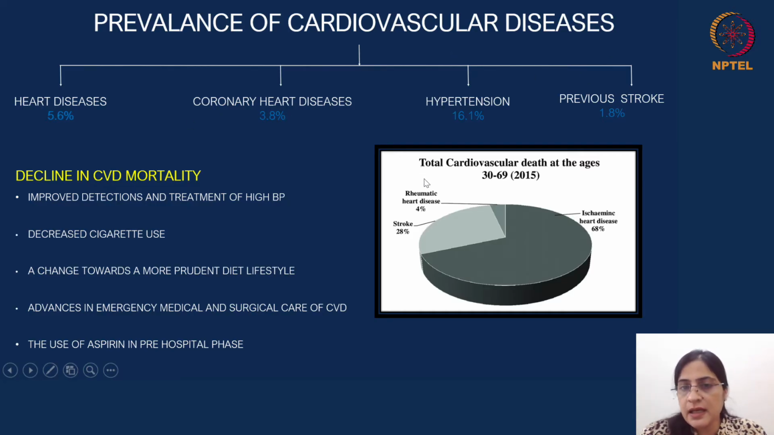If we look at India statistics, the cardiovascular deaths are most commonly caused by ischemic heart diseases that constitute 68% of cardiovascular diseases. But still, we have a decline in mortality due to cardiovascular diseases, and the reasons are improved detection and treatment of high blood pressure, decreased cigarette use, a change towards a more prudent diet and lifestyle. There are advances in emergency medical and surgical care of cardiovascular diseases, also the use of aspirin in the pre-hospital phase.